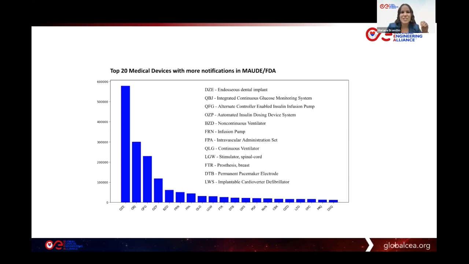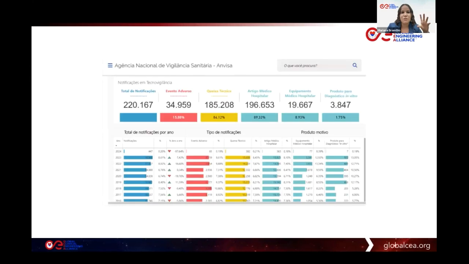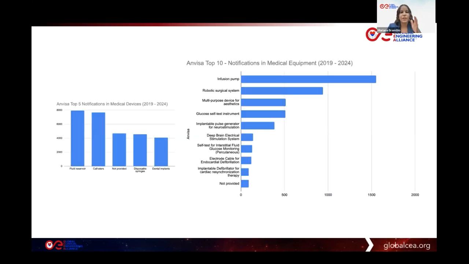But it's not just a case in the United States. For example, here in Brazil, we have a national agency called Anvisa, and here we have a public database where we can see the notifications about the different types of medical devices. And here, for example, we have the top 10 notifications, specifically medical equipment, between 2019 and 2025.